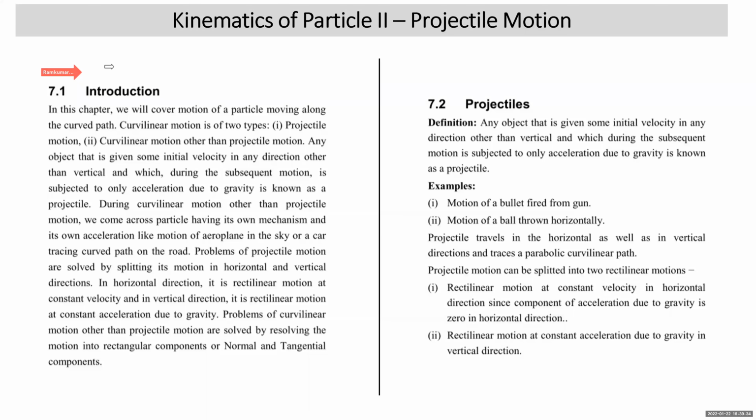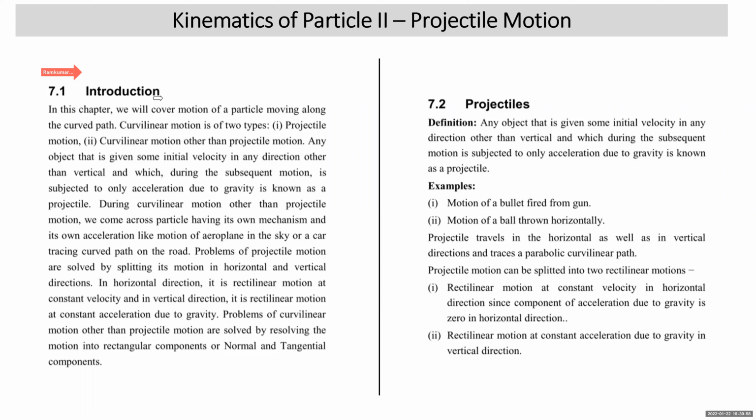Hello students, in this chapter we will cover the motion of the particle moving along the curved path. Curvilinear motion of the particle can be of two types. One is projectile motion and another is curvilinear motion other than projectile motion. Projectile motion is a special type of curvilinear motion.